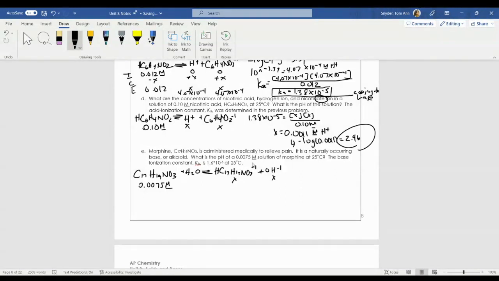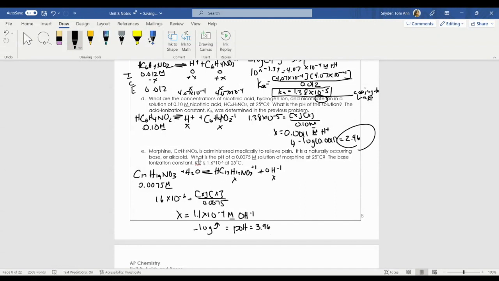Anyway, so we're given the Kb, 1.6 times 10 to the negative 6 is equal to X times X over 0.0075. And my value for X in this case is equal to 1.1 times 10 to the negative 4th. And that's equal to my hydroxide ion concentration. So if I take the negative log of this number, that's going to give me the pOH, which in this case is equal to 3.96.